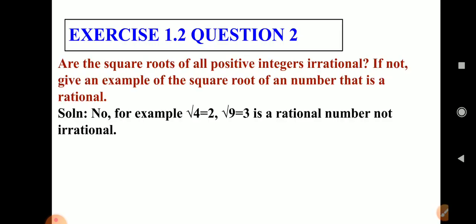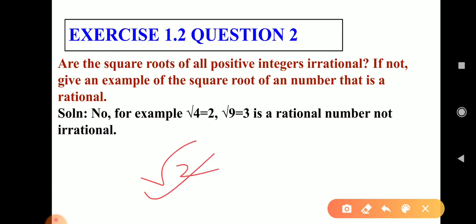So let us move on to question number 2. Are the square roots of all positive integers irrational? If not, give an example of the square root of a number that is rational. Yes, this is a very good question. Observe, they are asking, are the square roots of all positive integers irrational? So let me take first the square root of 2. Yes, it is irrational, because as we wrote as an example in irrational numbers, root 2 is irrational.